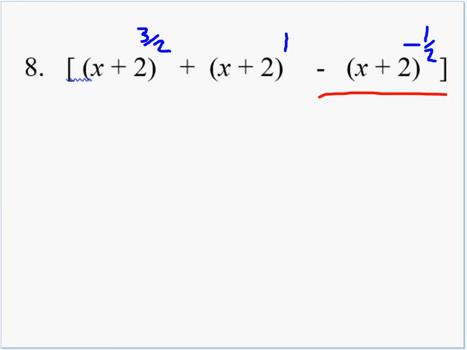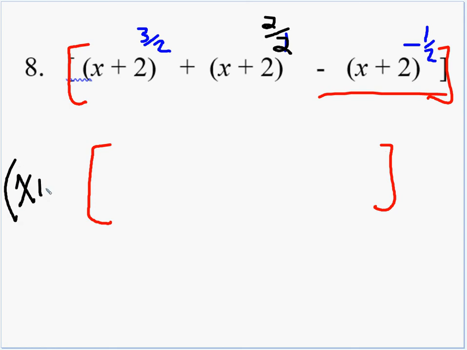Here's our last one. Base is quantity x plus 2, but we now have a negative fractional exponent. And this first power here, let's just make that 2 halves. I'll keep my brackets red. And we will pull outside the brackets our base, x plus 2, to the lowest of the exponents. In this case, that's the negative 1/2.